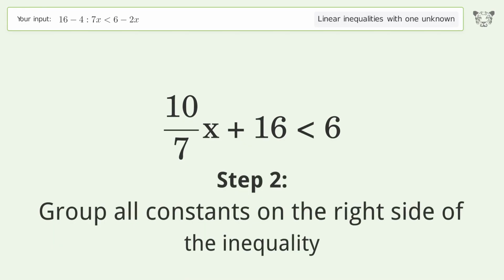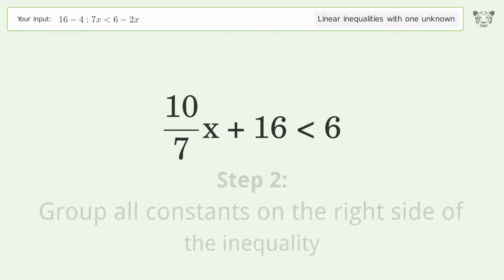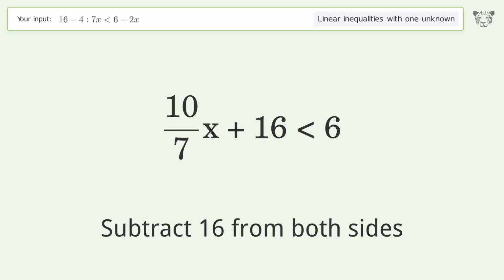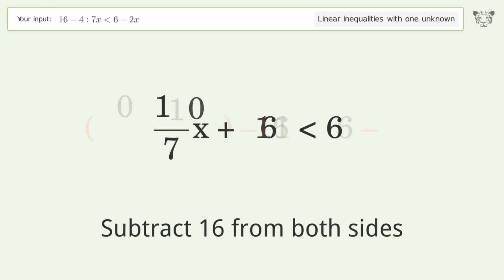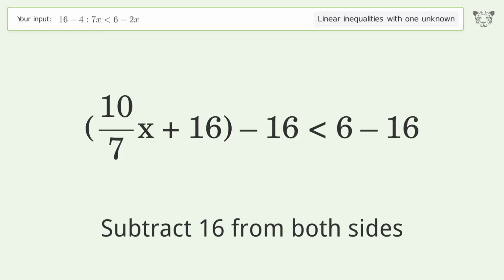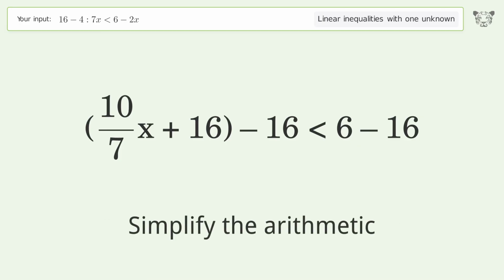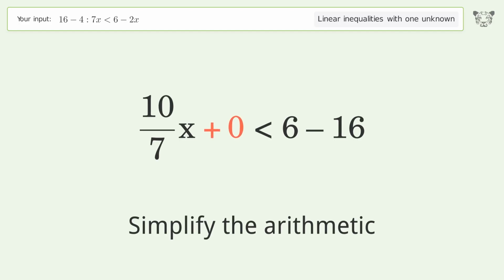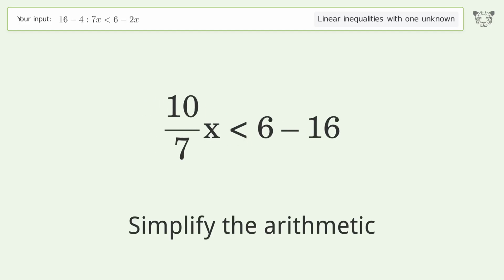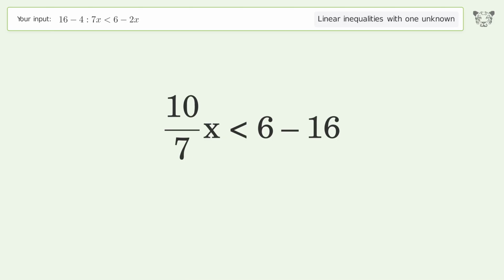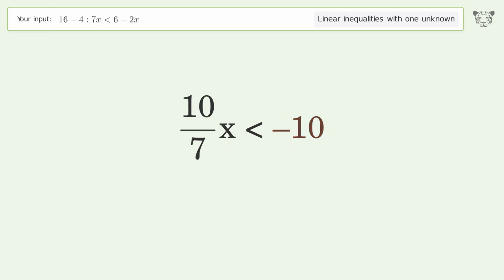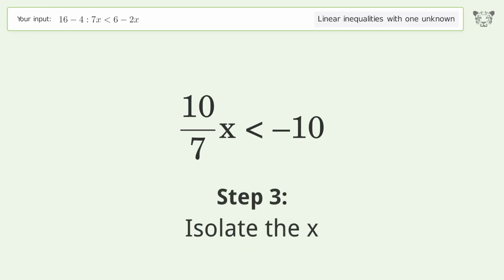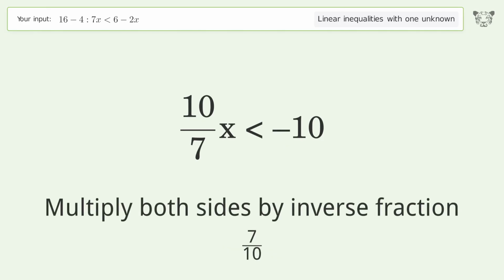Group all constants on the right side of the inequality. Subtract 16 from both sides. Simplify the arithmetic. Isolate the x. Multiply both sides by inverse fraction 7/10.